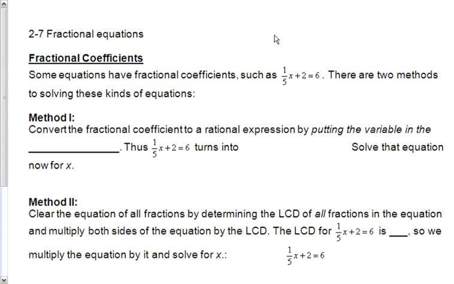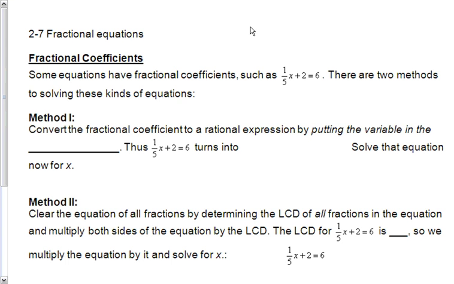Alright, in this video we're going to talk about fractional equations and things with fractional coefficients, okay? Now we're going to have to be careful because sometimes this will blend together with simplifying, adding and subtracting rational expressions. Okay, so to solve some equations that have fractional coefficients, there's two ways you can do it.